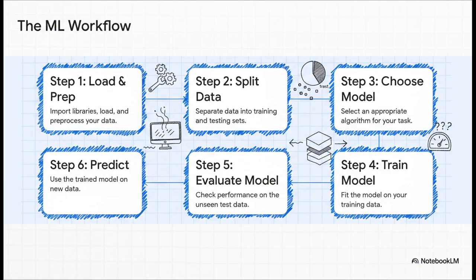Now, I know it looks like a lot of steps, but you can really break it down into 3 simple phases. First is the setup. You import your tools and get your data ready. Second is the experiment. You split the data, pick a model, and train it. And finally, you get the payoff. You see how well your model did, and then use it to make new predictions. This is the fundamental rhythm of almost every machine learning project you'll ever do.